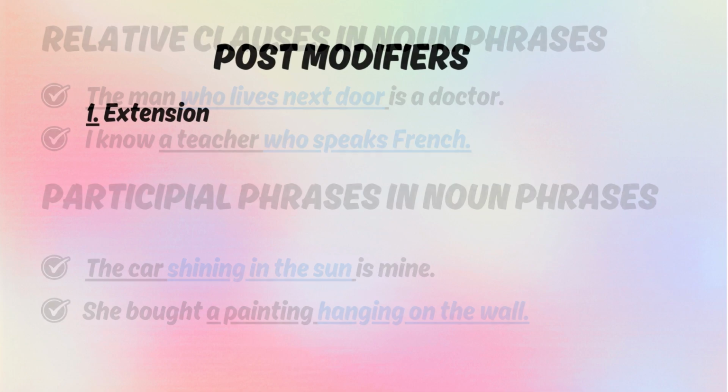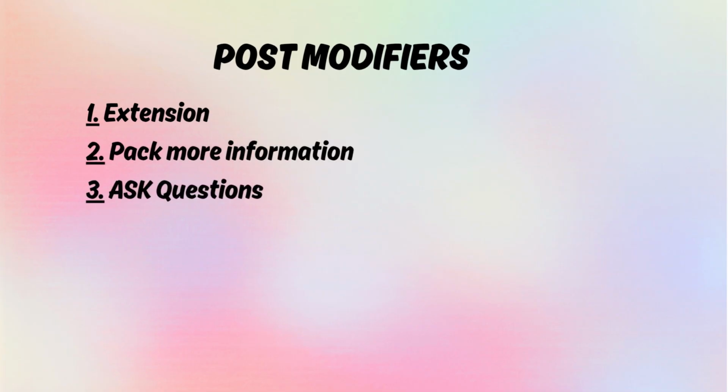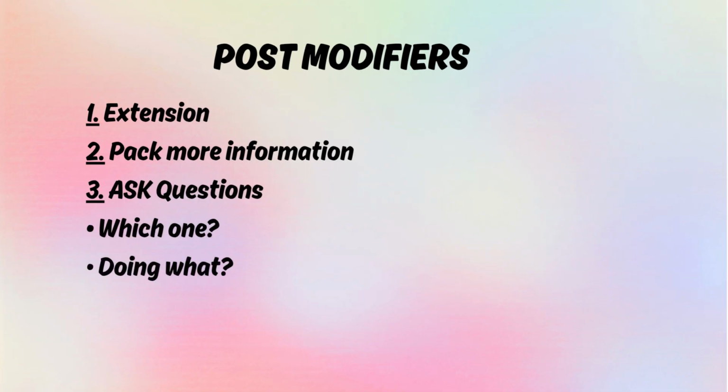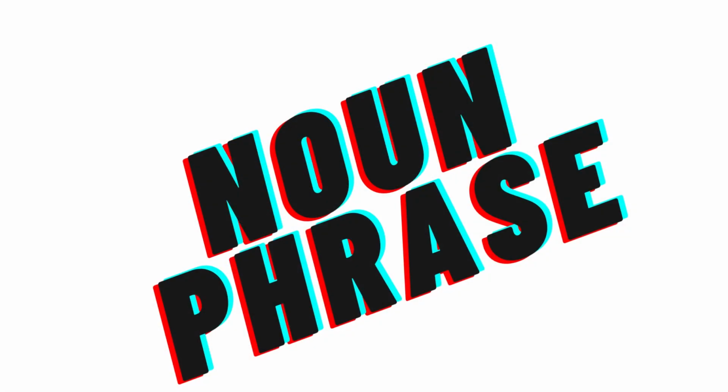So in a nutshell, post-modifiers are like extensions. They come after the noun and pack in more information. They help answer deeper questions like which one, doing what, and what way. Together with determiners, modifiers, and the head noun, post-modifiers complete the full picture of a noun phrase.